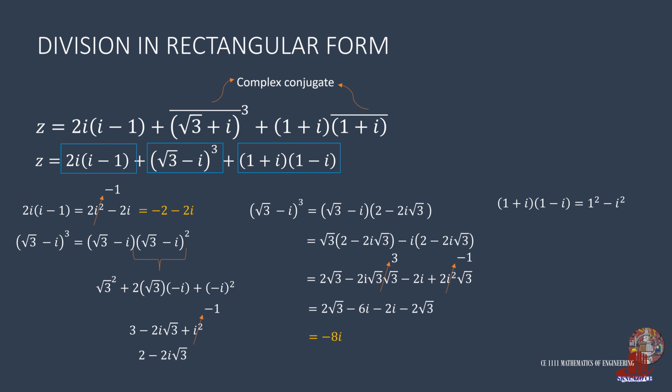The last term of z is again the difference of two squares, which gives 1 squared minus i squared, which is also reduced as 2. Finally, z is negative 2 minus 2i minus 8i plus 2, which is reduced to negative 10i.